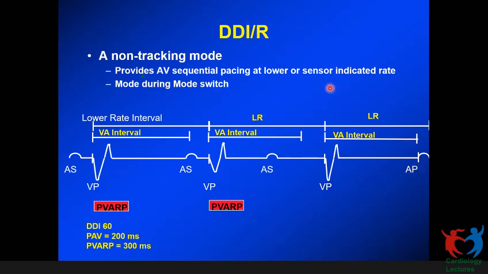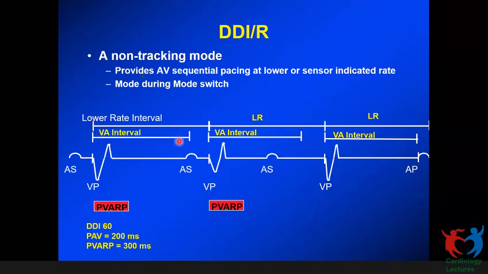So that's a little difference between DDD and DDI. You can imagine DDI to be the exact opposite of DDD: DDD starts an AA interval and then an AV interval, whereas DDI starts a VV interval and a VA interval.